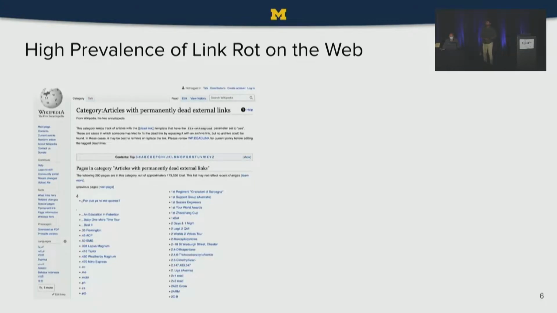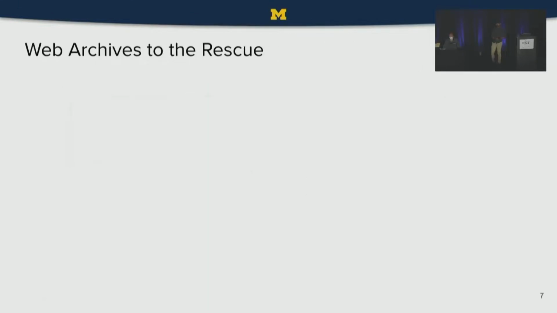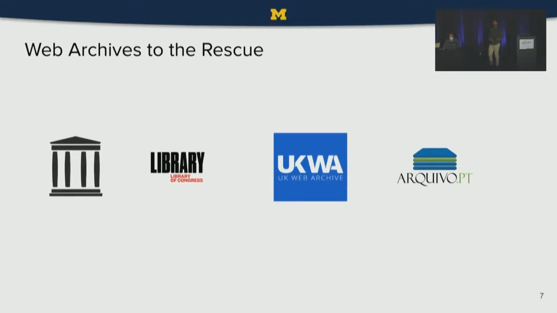And to show how prevalent this problem is, Wikipedia has a dedicated article which contains all the permanently dead external links. In light of this, there have been a lot of studies that focus on measuring the impact of link rot in various reputed journals like New York Times and various different scholarly articles. Now, to combat this problem, a lot of web archives have been set up. To name a few, Internet Archive, Library of Congress, the UK Web Archive.